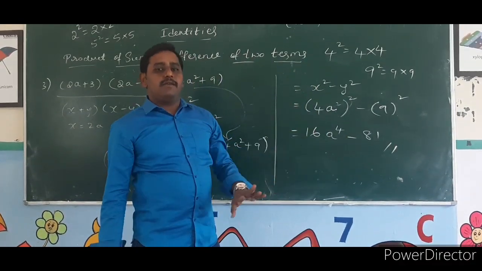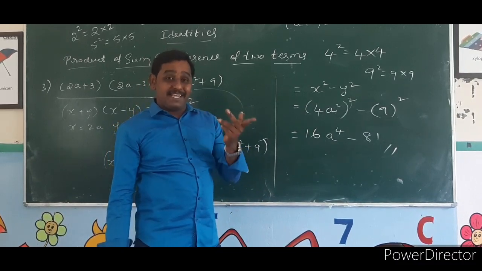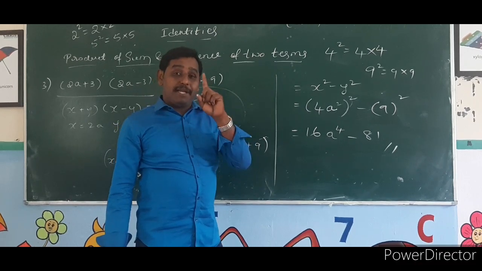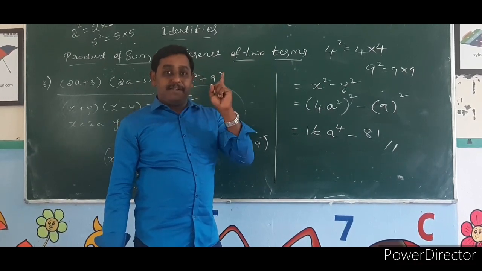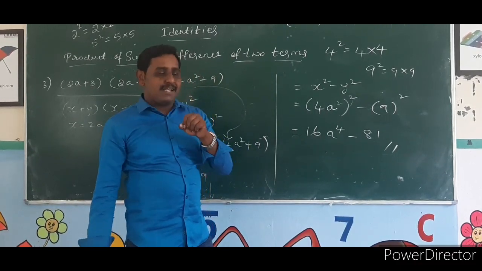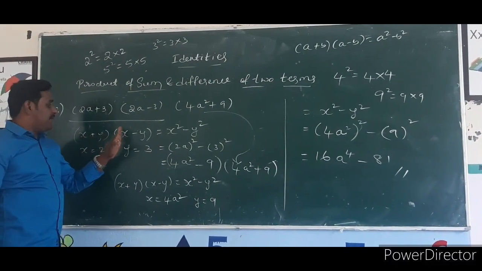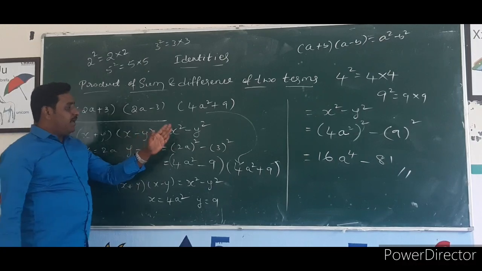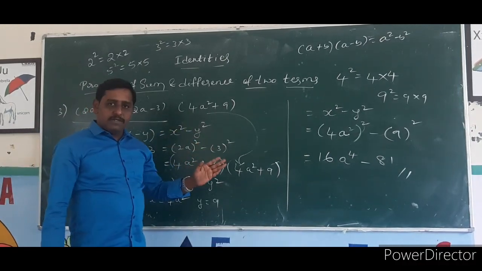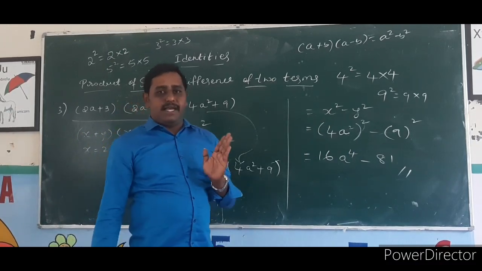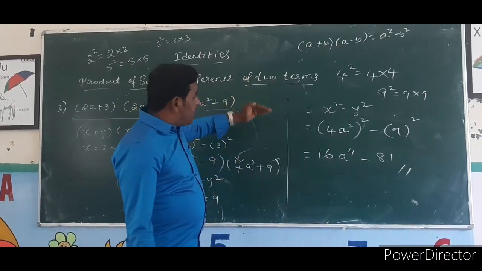So far we have learned two formulas, that is (x + a)(x + b) = x² + (a + b)x + ab in the first class. In today's class we learned this formula, that is (x + y)(x − y) = x² − y². So you can sit at home and complete the exercise regarding these two formulas.